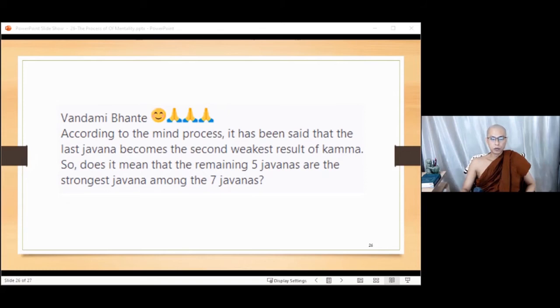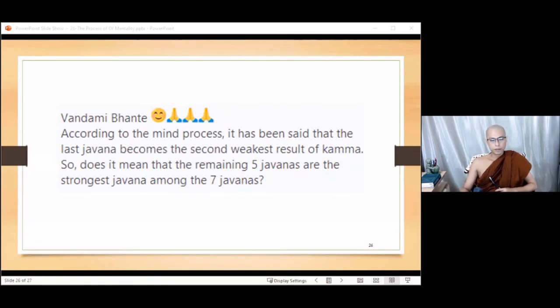Actually, the first moment is strongest, and the last moment is second, and the remaining 5 javanas in the middle are weakest, because the strongest one can produce its result in that same life. So in the present life, it can produce. And the 7th javana, the last one, can produce its result in the second life, in the following life.